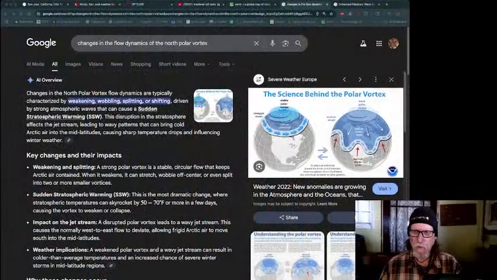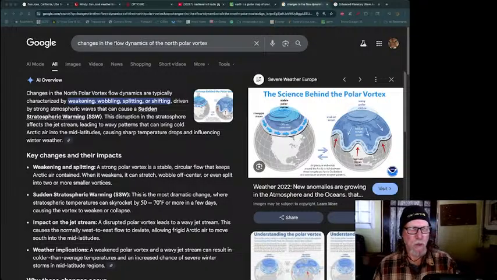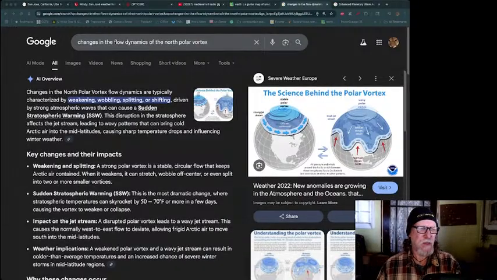The jet stream, the polar jet stream, let me change tabs here. Let's do this, okay? So this is Google. I did an AI search: changes in the flow dynamics of the North Polar Vortex. That's not the exact right way to word it, but it's often spoken of that way in the literature, so we'll stick with that.